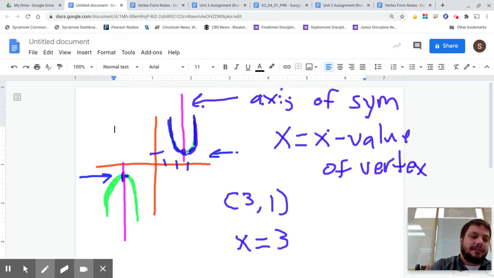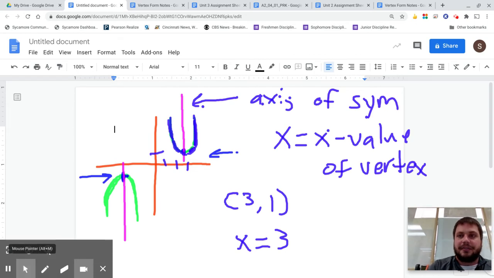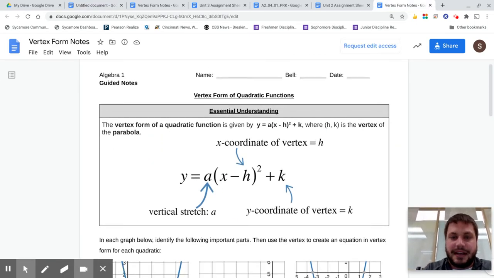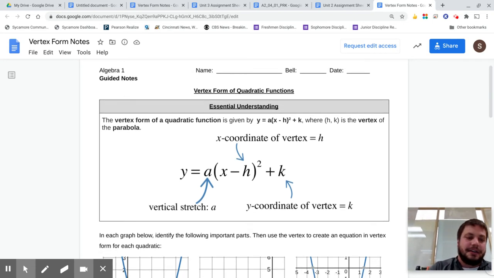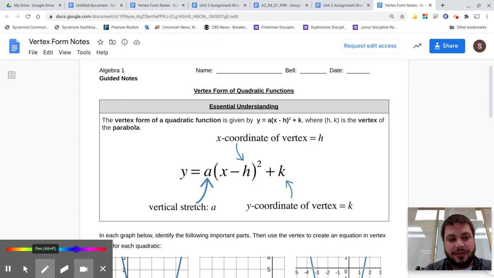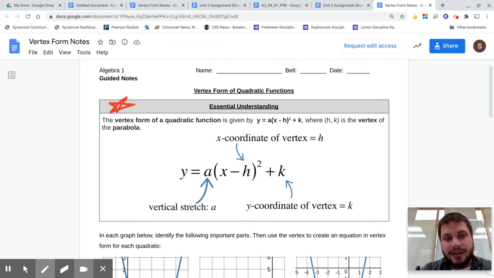All right, this is a little bit of guided notes here. You don't need to have this, obviously, but today we're going to learn about the vertex form of a quadratic. You can pause the video and read all this right now, this box here. But let me just summarize this by saying that these are just inside-outside rules. The A value is your coefficient. That will either stretch or compress.